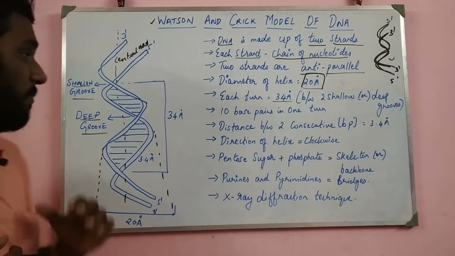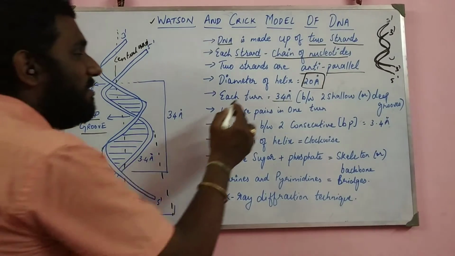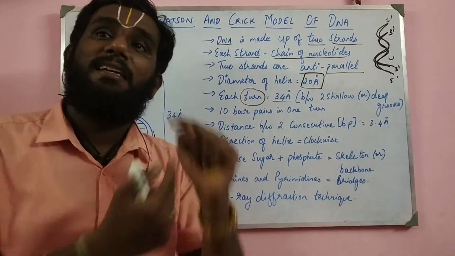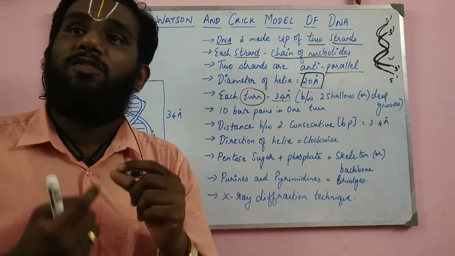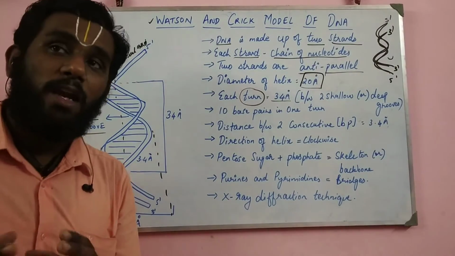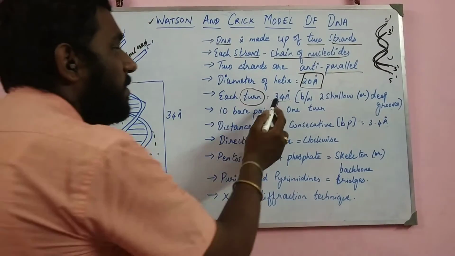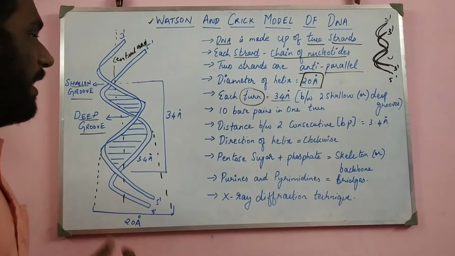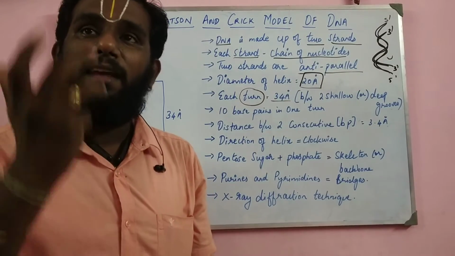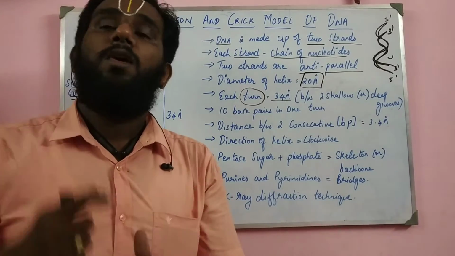So the distance between two shallow grooves or two deep grooves is called a turn, which means the DNA helix will be turning or rotating like a circular staircase, and this happens only between two shallow grooves or two deep grooves. The distance between them is going to be 34 angstrom. And if you take one turn, it is one helical turn. So one helical turn is between two shallow grooves or between two deep grooves.